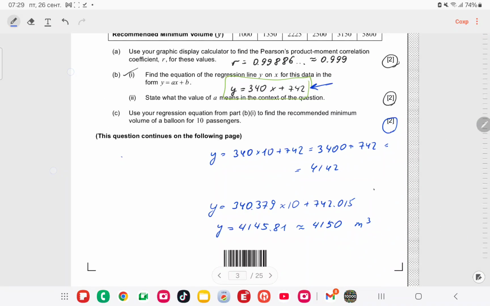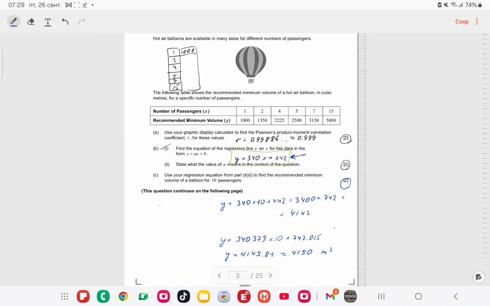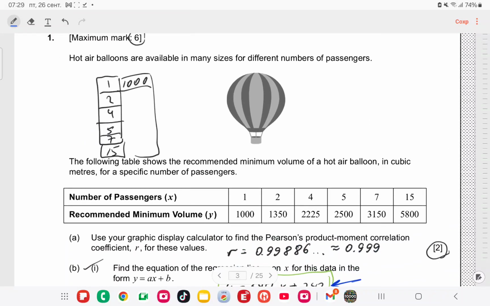Again, let's overview this question. This question is about linear regression, and basically most of the calculations are obtained by calculator. If you know how to use a calculator, you will be good with this kind of question. See you in the next video. It was question 1. Let's turn to question 2 in the next video.